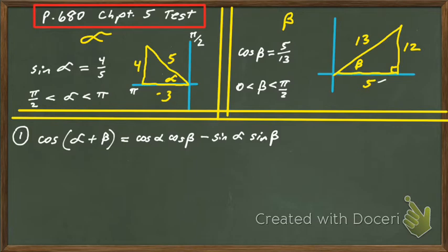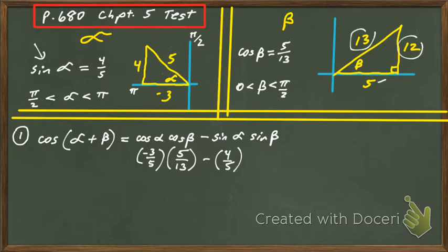So, what is the cosine of alpha? It is adjacent over hypotenuse. I believe it to be negative 3/5. Do you agree? Cosine of beta, what's cosine? It's actually given up here, isn't it? 5/13. Minus the sine of alpha. What's the sine of alpha? That's given over here as 4/5. And what's the sine of beta? Opposite over hypotenuse. I believe it would be 12/13.